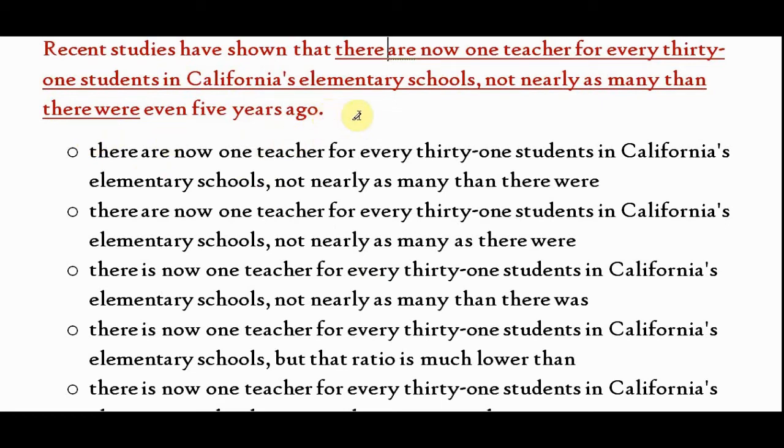Hello friends, welcome back with one more sentence correction question. This is again one of the official guide questions. Level is medium, range is 650, concept is subject verb agreement and comparison.